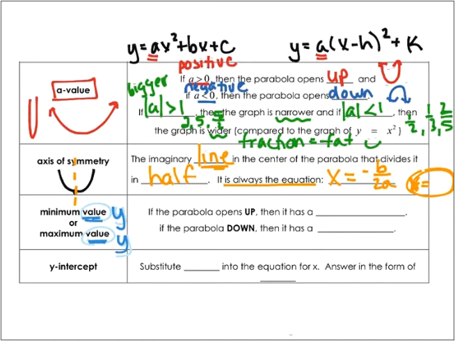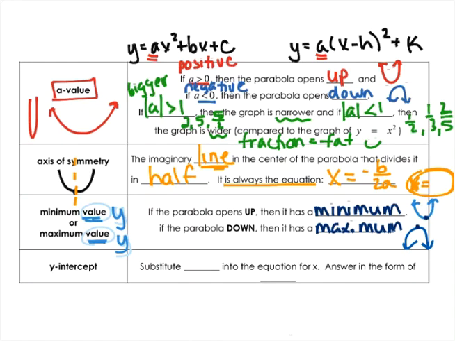Alright, so if the parabola opens up, again, just draw a picture. If it opens up, look to see where the vertex is. It's down at the bottom. It has a minimum. If it opens down, so just sketch a picture opening down, then the vertex is up at the top and it has a maximum.